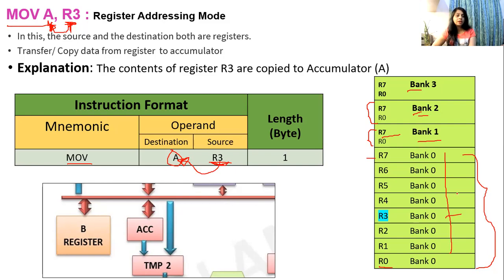Let's assume that we have already selected register bank 0. Now, when this instruction says move the contents of register R3, that means R3 of bank 0 to register A. Let's assume that R3 of bank 0 holds 39. 39 is a hexadecimal number. So after execution of this instruction, this 39 will get transferred into the accumulator. Now remember that since it is a copy paste operation, this 39 will also remain in register R3. It will not get erased or deleted.